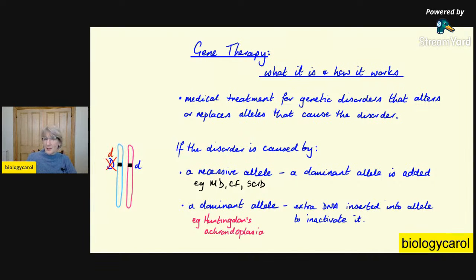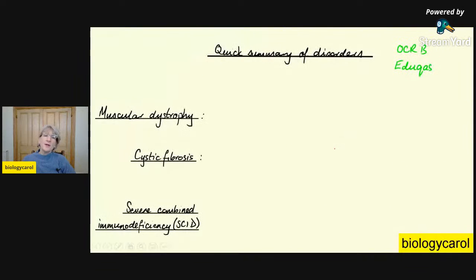Examples of dominant allele genetic diseases are Huntington's or achondroplasia, which is a form of dwarfism. Just notice these are not yet treated by gene therapy. It's why I'm putting the ones that we talk about that are treated by gene therapy in black. These aren't treated by gene therapy, but they are examples of dominant genetic diseases. So for the OCR B and the EDUQAS students, let's have a quick summary of these disorders.